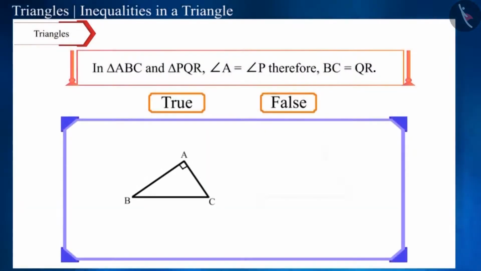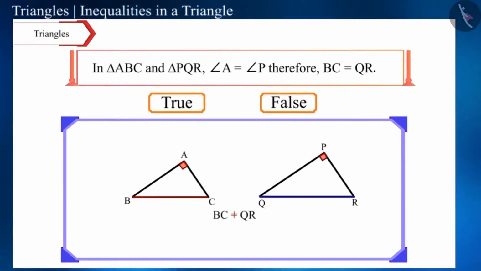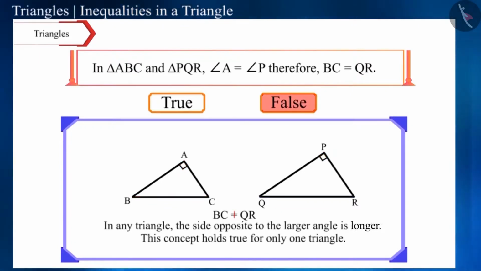Friends, triangle ABC and triangle PQR are two different triangles. Just because their angles are equal, it doesn't mean the length of their sides of these triangles will also be equal. Friends, if you look at these triangles, then the measurement of both angle A and angle P is 90 degrees. But the length of their opposite sides, side BC and side QR, are not equal to each other. Therefore, this statement is false. This type of concept is true for only one triangle and not in case of two different triangles.